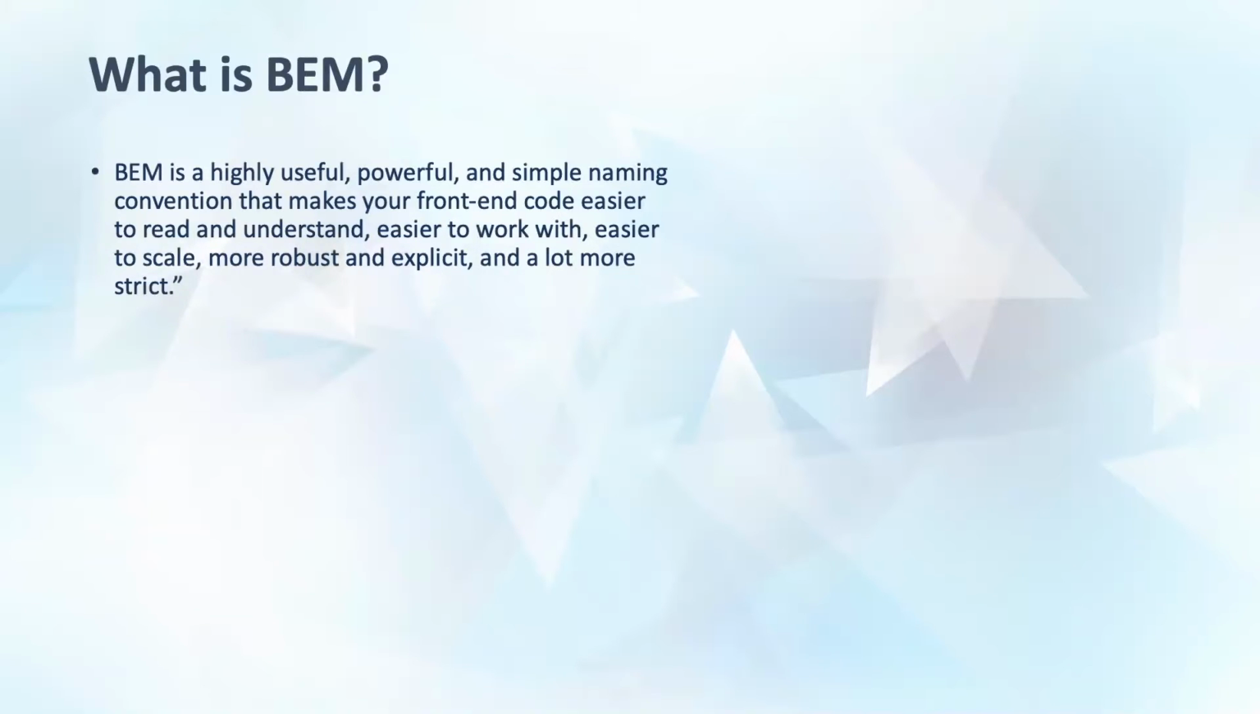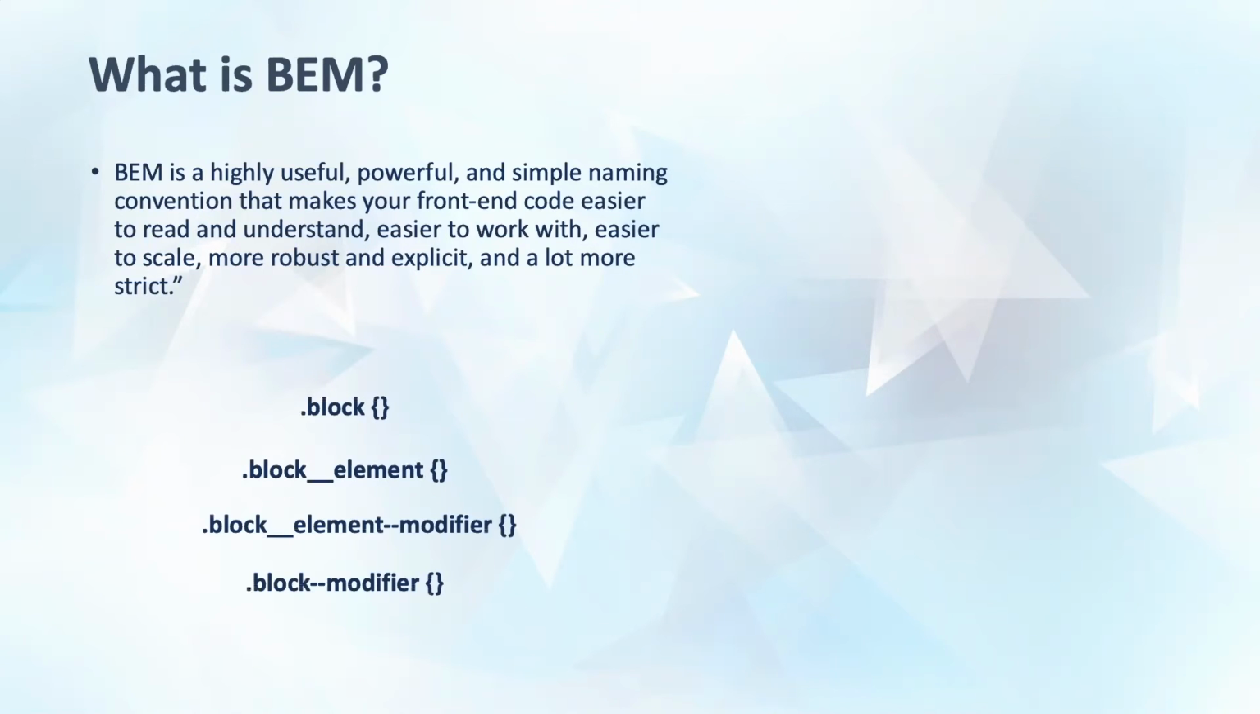Now, what is BEM? The B, E, and M stand for block, element, and modifier. If you can give a definition, then we can say that BEM is a highly useful, powerful, and simple naming convention that makes your front-end code easier to read and understand. It is also easier to work with, easier to scale, more robust and explicit, and a lot more strict. This looks a little tough, but simply we can say that it is nothing but a popular CSS naming convention used for assigning meaningful CSS class names to the HTML blocks.